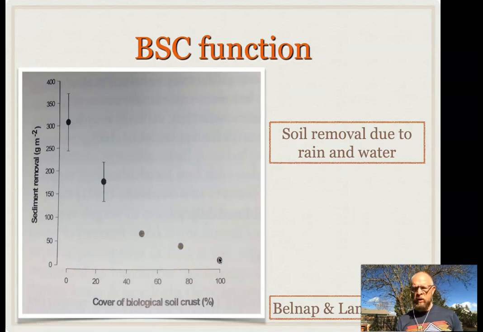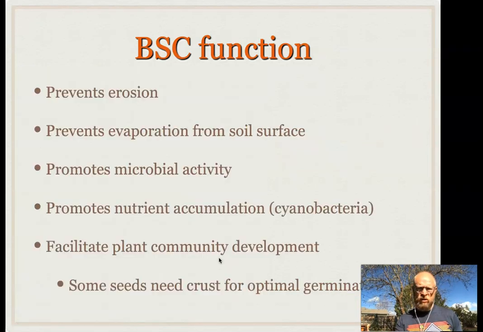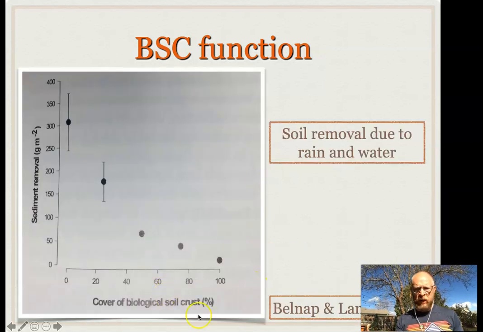This has a similar effect for soil moisture. I don't think I put this figure here, but if you have high biological soil crust cover, you have higher soil moisture because it prevents evaporation. So you can think about it as a membrane on the soil surface protecting against both the loss of soil from a system, but also the loss of water from a system as well.